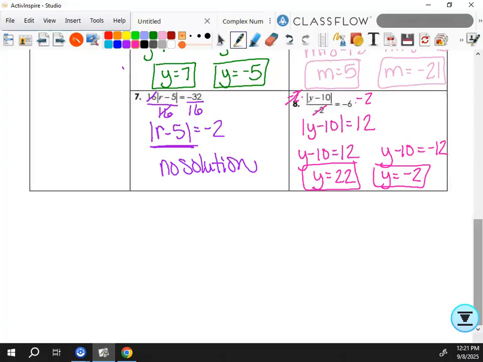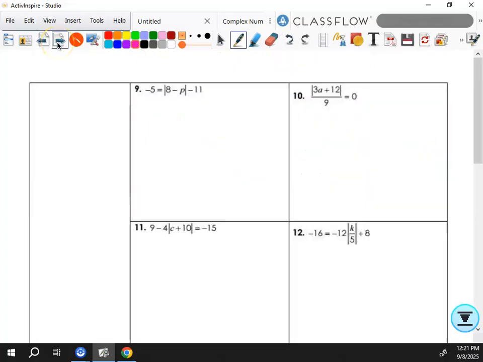Any questions at all? We good? All right. Flip it over. I think we can skip number 9. Let's go to 10. So on 10, 3, 12, and 9 are all divisible by 3.